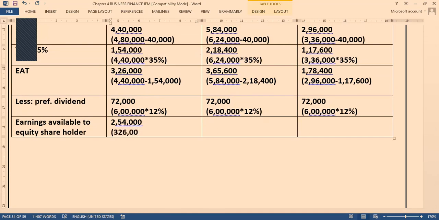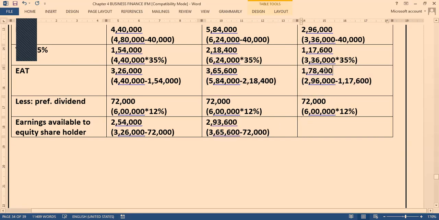Now 3,65,600 minus 72,000. That means you are getting approximately 2,93,600. Again, you're following the same thing.